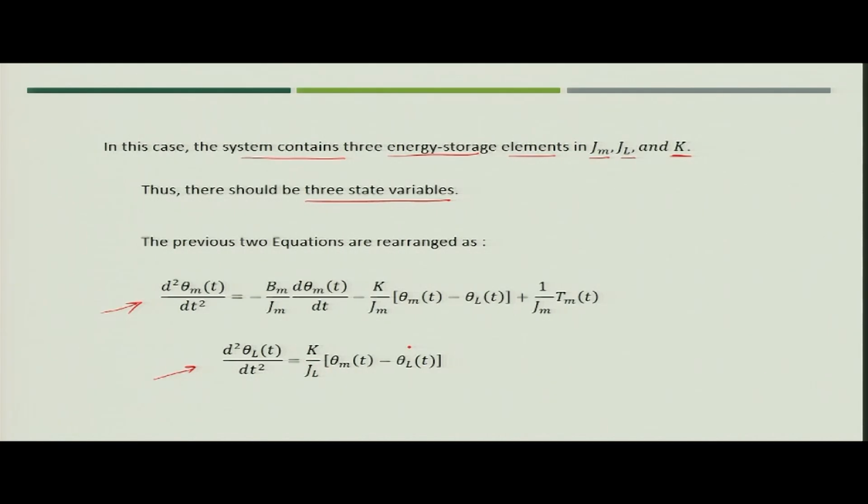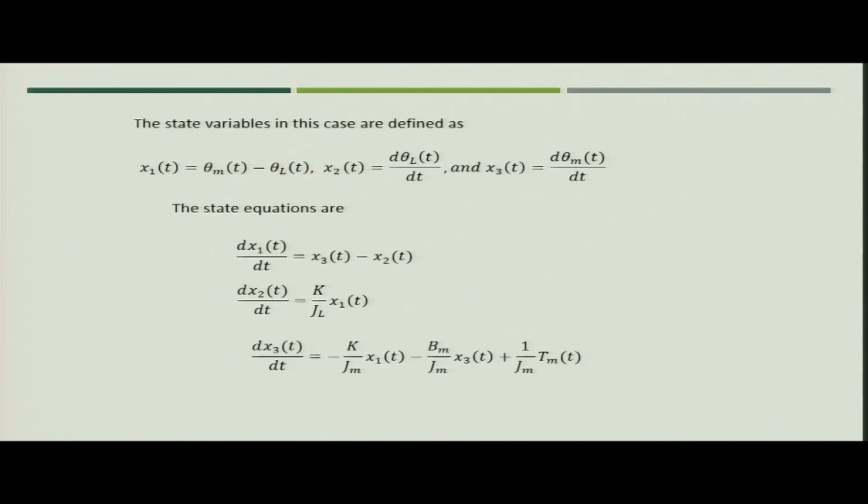Now, let us assume that we have 3 state variables: x1 is defined as theta m minus theta L, x2 is defined as d theta L by dt, and x3 is defined as d theta m by dt. So, the state equations which you can write, if you differentiate this equation, that is x1 equals theta m minus theta L, are dx1 by dt equals d theta m by dt minus d theta L by dt.